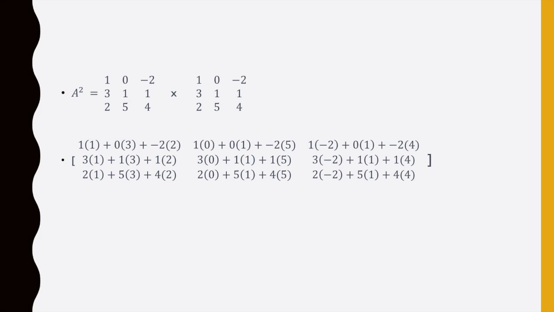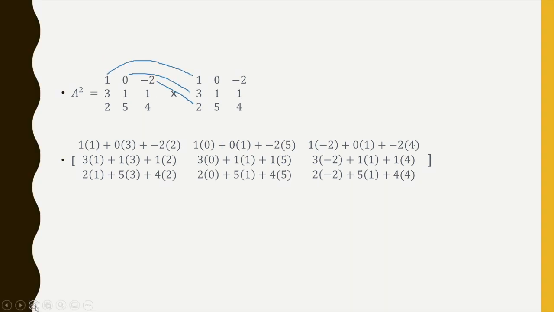Now let's move on to the next part of the question. Matrix A squared. To get matrix A squared, we have to multiply it by its own matrix, as seen on the screen. Again, we make use of the rows of the left matrix to be multiplied to the columns of the right matrix, as shown on the screen.